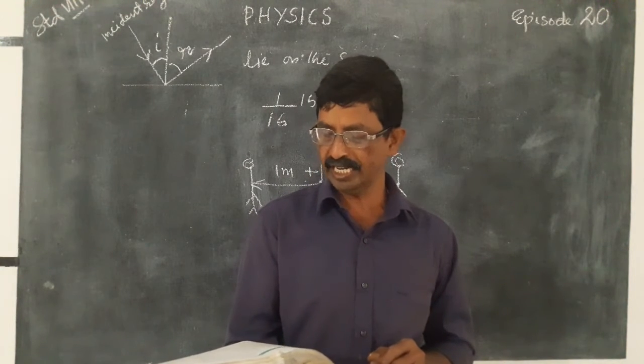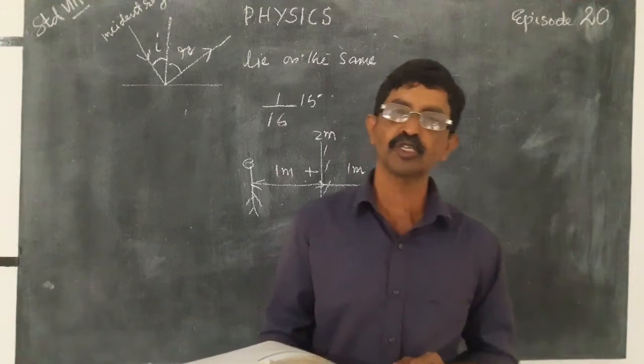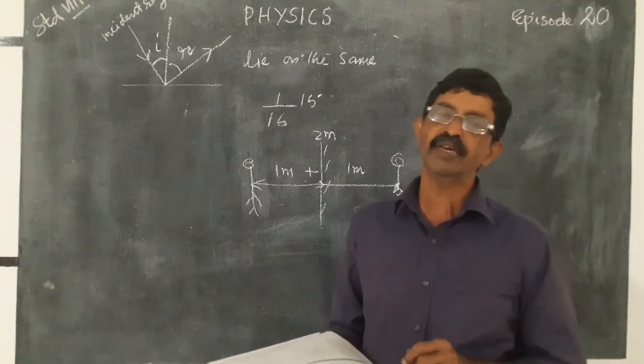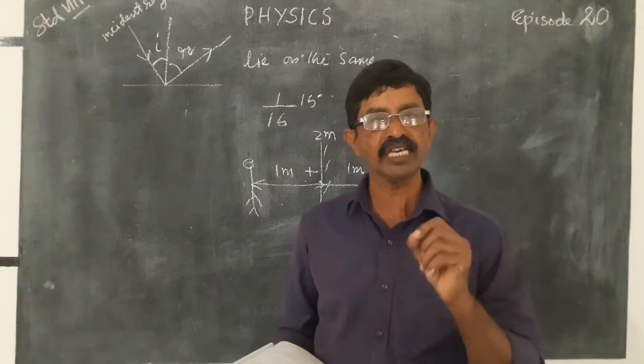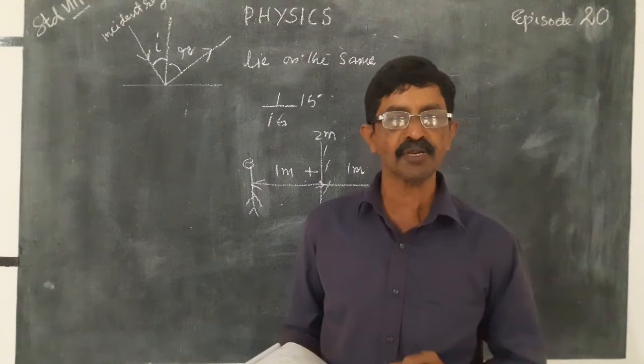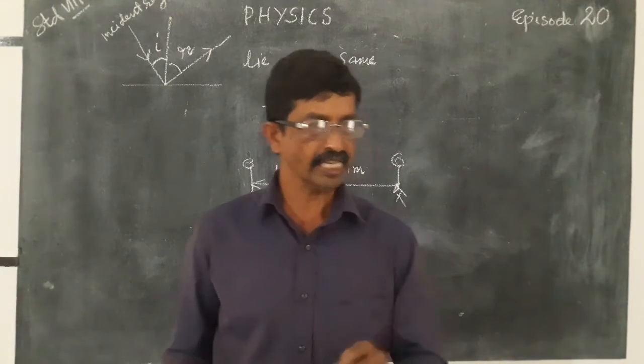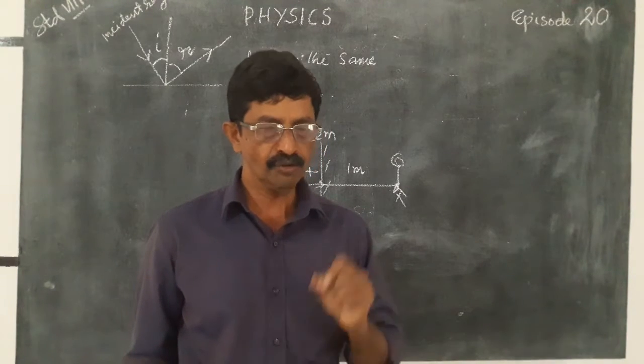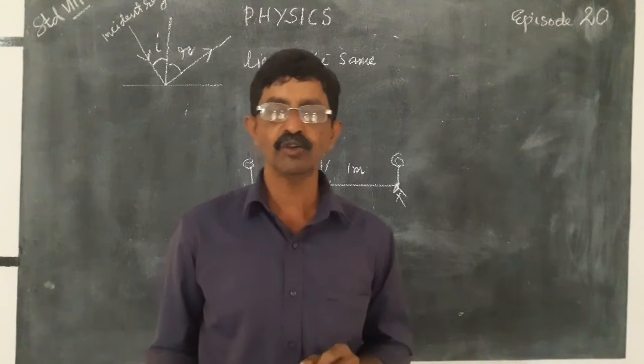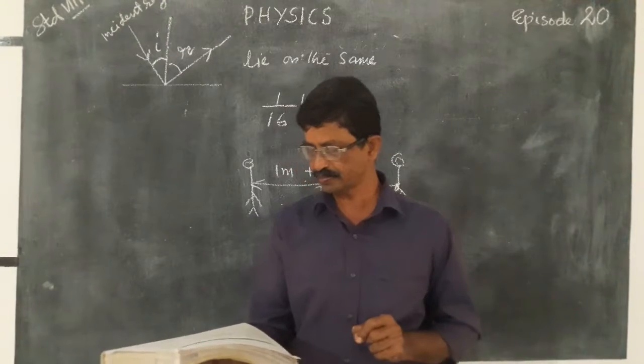Now question number 9. Discuss the construction of a kaleidoscope. How to make a kaleidoscope, we explained in our previous class, and there is also an activity you did, so you can remember it.